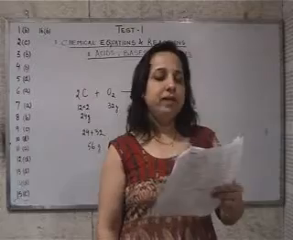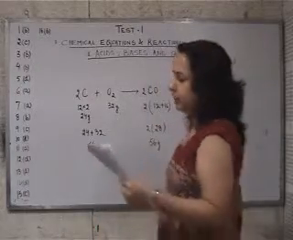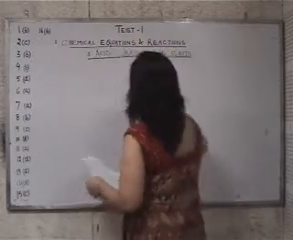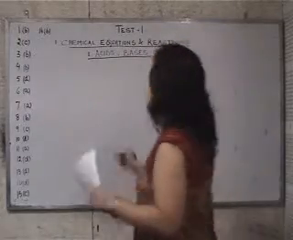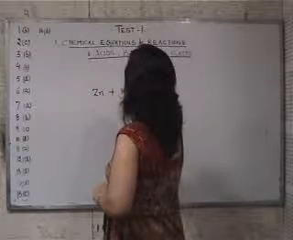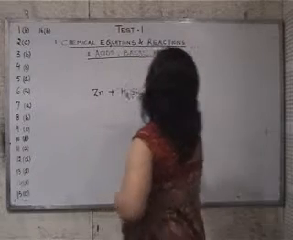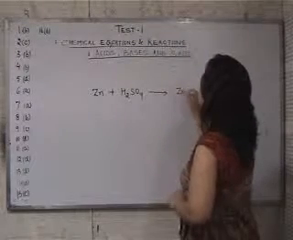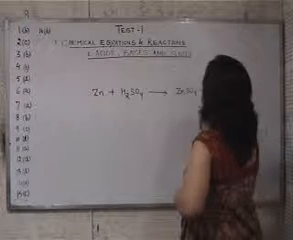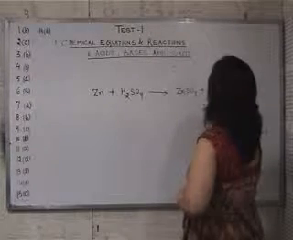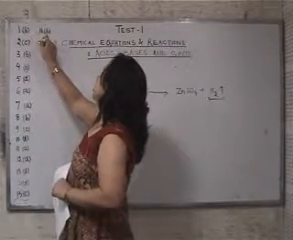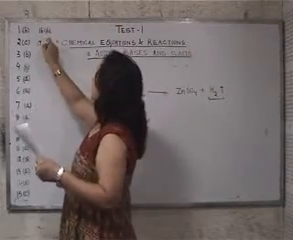17th question. Which gas is evolved if zinc granules are reacted with dilute sulfuric acid? We get zinc sulfate plus hydrogen gas. The gas evolved is hydrogen gas. Your option is hydrogen. C is the correct option.